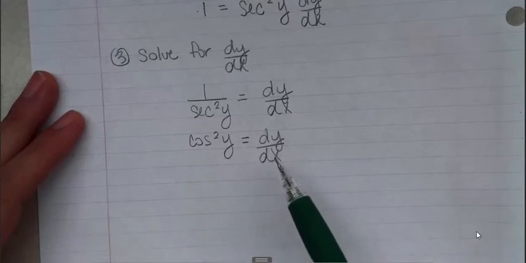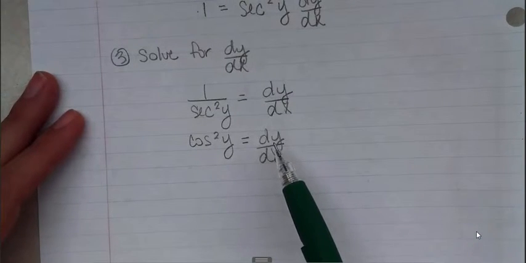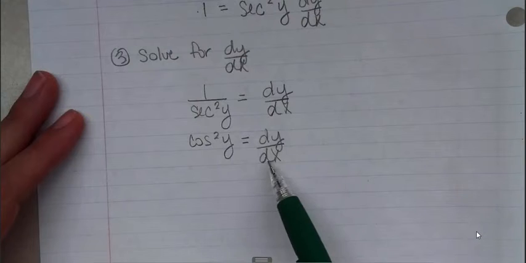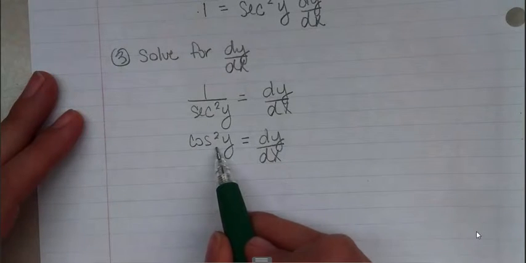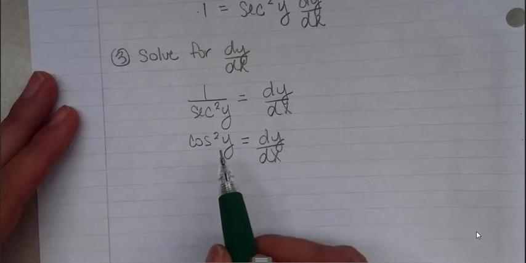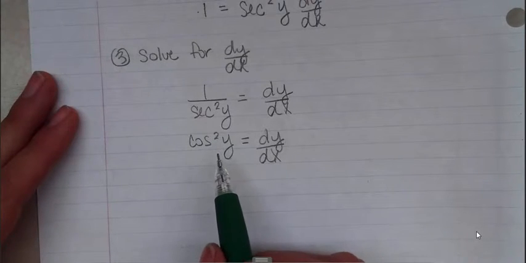The problem that I have right now is that my dy/dx, if I'm taking the derivative with respect to x, x needs to be my input. And right now, y is my input. So I need to deal with this. And the way I'm going to deal with this is to use my trigonometric ratios, my sine, my cosine, or my tangent.